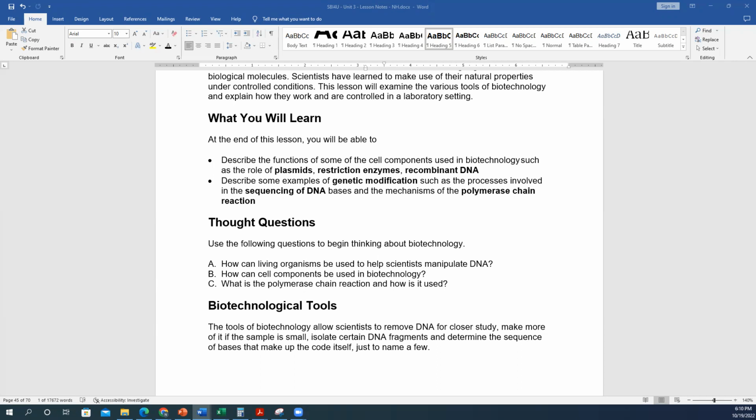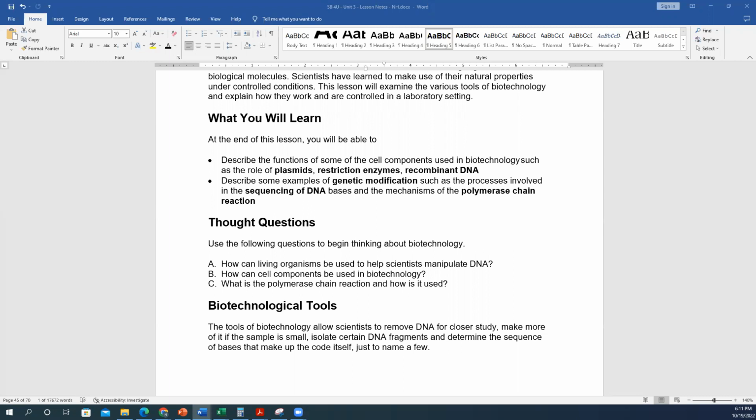We're going to look at some examples of gene modification, look at the process of DNA sequencing, and also the polymerase chain reaction. And these are just introductory tools that are available and are really the most commonly used sort of day-to-day tools in a molecular biology research laboratory.